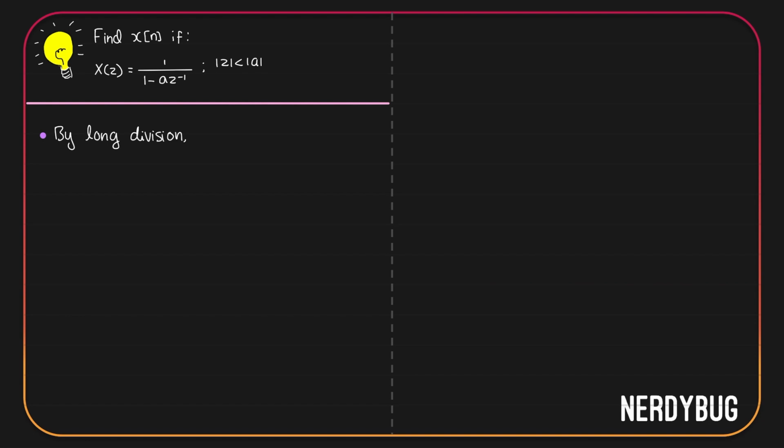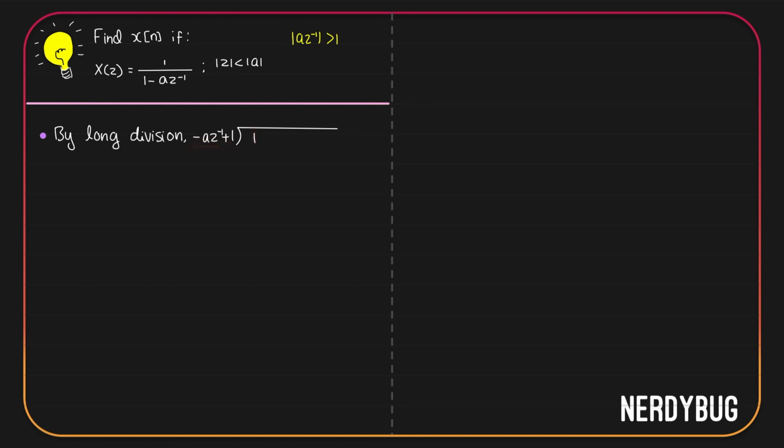Let us use long division. We have to calculate 1 divided by 1 minus a z inverse. But there is a difference here. Here magnitude of z is less than magnitude of a. If you bring magnitude of z to this side, we get magnitude of a z inverse is greater than 1, which means we have to write minus a z inverse first and then 1. Let us change it. So we are dividing 1 with minus a z inverse plus 1.